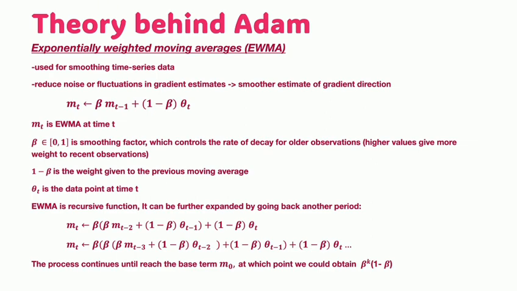So 1 minus beta is the weight given to the current data point, and theta_t is the data point at time t. So this is the recursive function used to compute the EWMA, with the weight assigned to the previous moving average and the current data point. The process continues until we reach the base term m_0, at which point we obtain beta to the power of k times (1 minus beta).